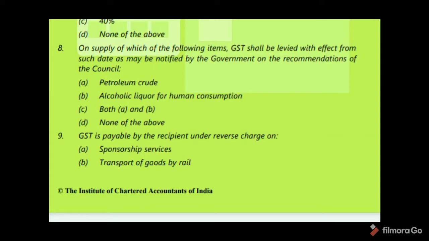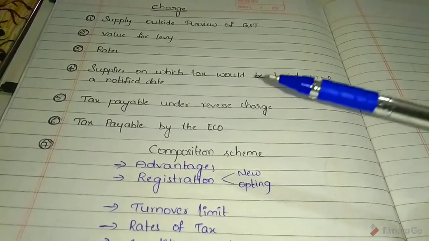MCQ number 8. On supply of which of the following items GST shall be levied with effect from such a day as may be notified by the government on the recommendation of the council? Option A, petroleum crude. Option B, alcoholic liquor for human consumption. Option C, both A and B. And option D, none of the above. So here, petroleum crude, option A is correct. On petroleum crude, GST shall be levied with effect from such a day as may be notified by the government. Okay. And moving to the next question.